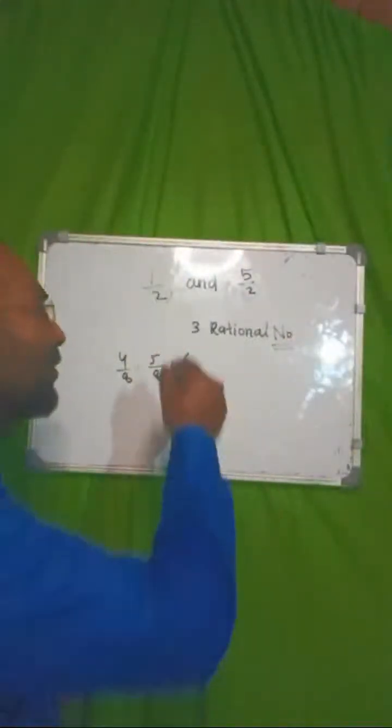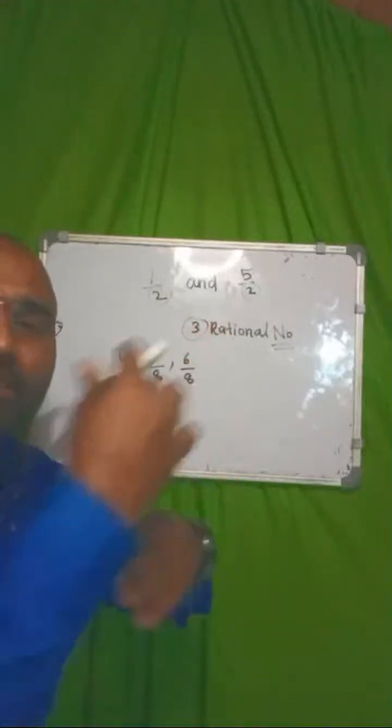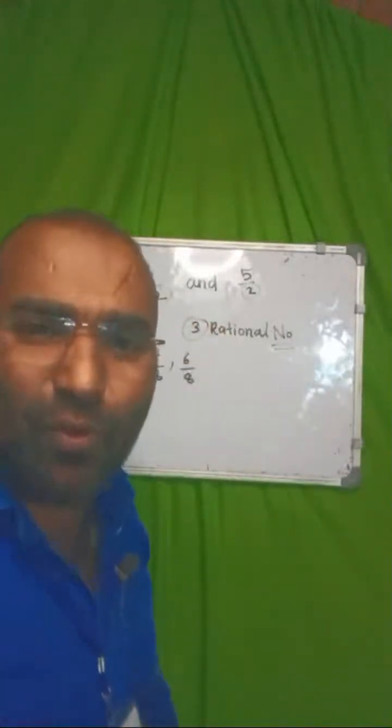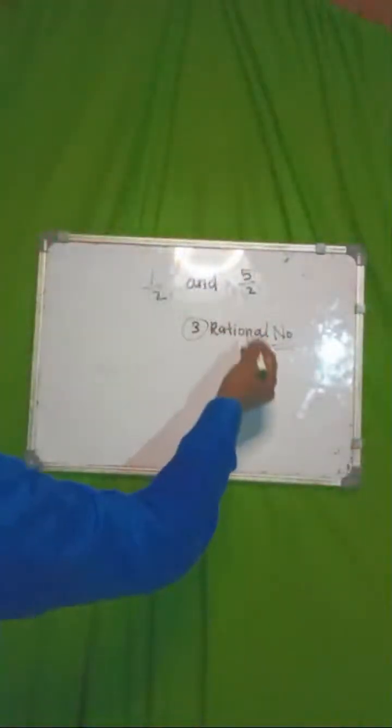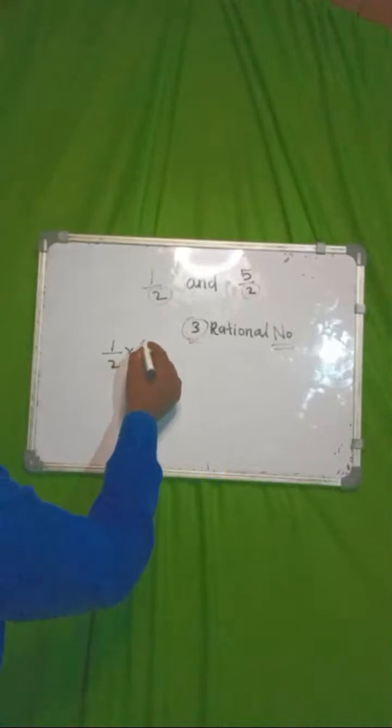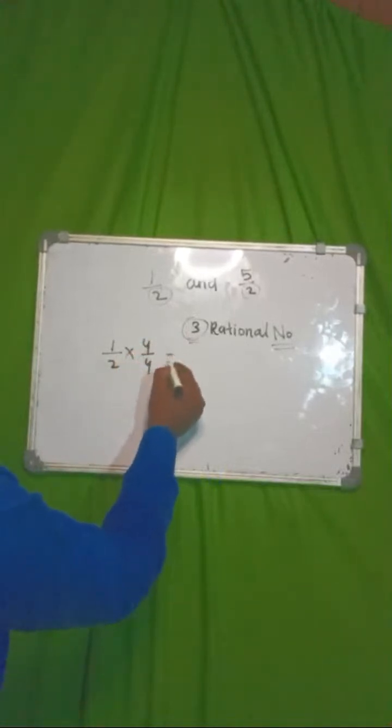Now let's check this out. The method is clear, I think. If the denominators are same, then what do we have to do? How many rational numbers do we have to find out? 3 rational numbers. So we have to take the next number. Let's check this out. What's the condition if the denominators are same? If we have to find out 3 rational numbers, then the numerator and denominator will be multiplied by 4.